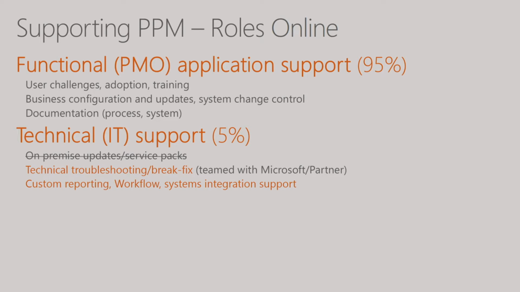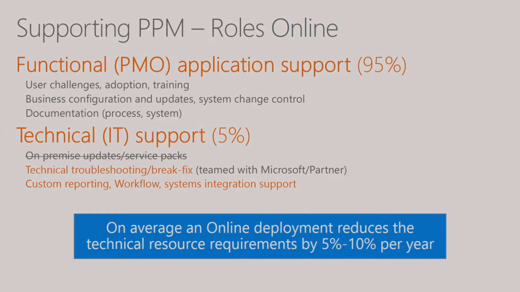We can maybe push the application out more rapidly. We can start to get different groups adopting it more quickly because we can apply those resources in another place, or just hold back and spend less of the technical folks' time. So on average, an online deployment reduces the technical resource requirements after you go live anywhere from 5 to 10%. So if you look at maybe a 200-hour estimate or 160 hours a year, you can be reducing that by anywhere from 2, 3, 4 days.